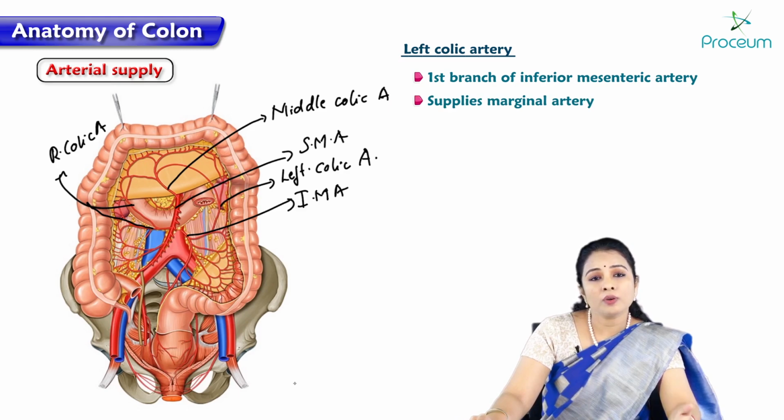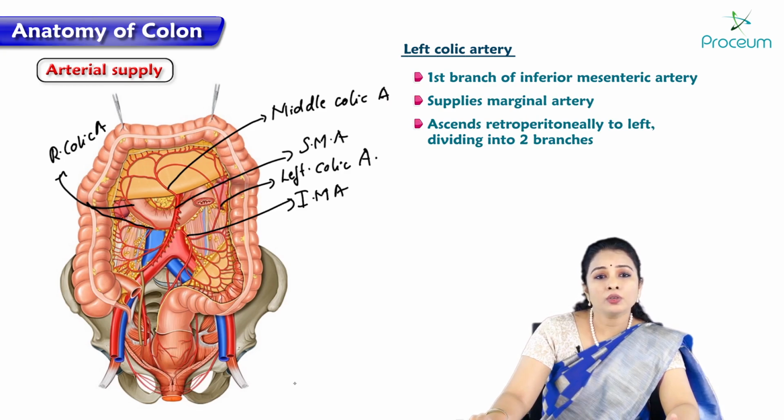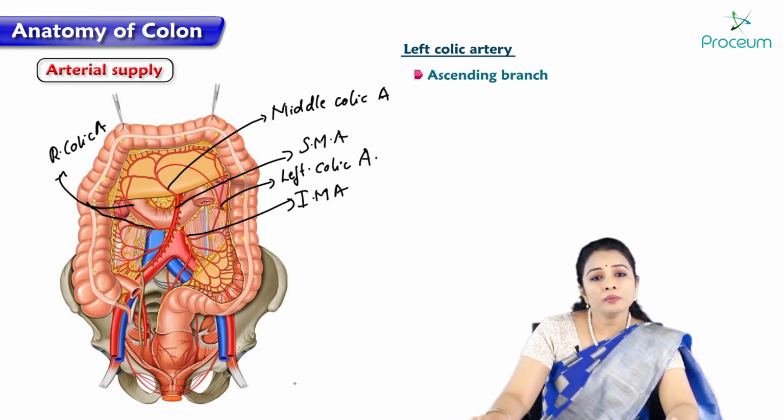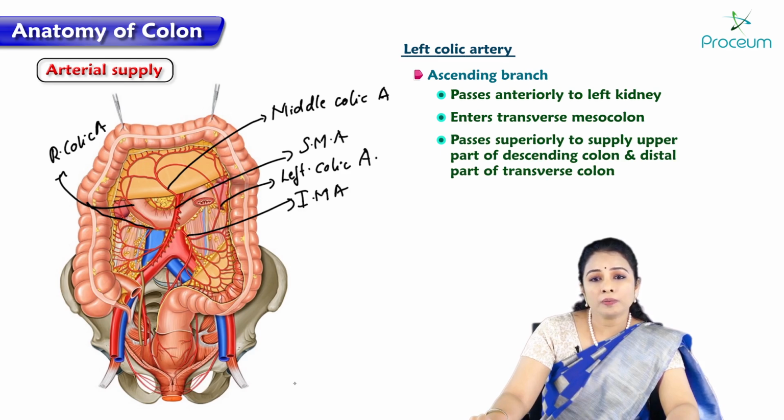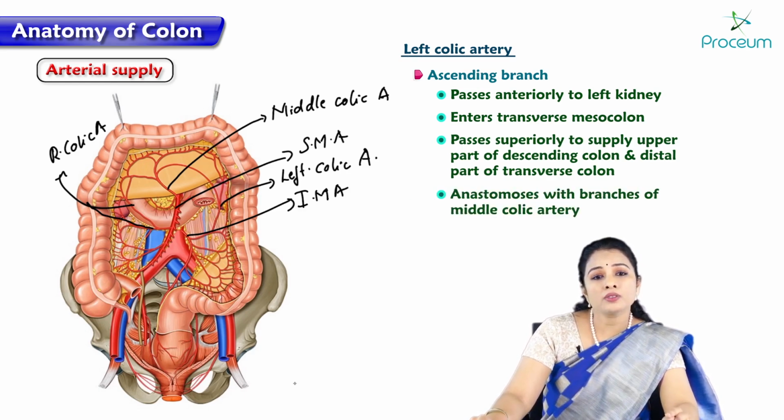and supplies to form a marginal artery, and it ascends retroperitoneally to the left, dividing into two branches, ascending and descending branches. The ascending branch passes anteriorly to the left kidney, then enters the transverse mesocolon and passes superiorly to supply the upper part of the descending colon and the distal part of the transverse colon, and anastomoses with the branches of the middle colic artery.